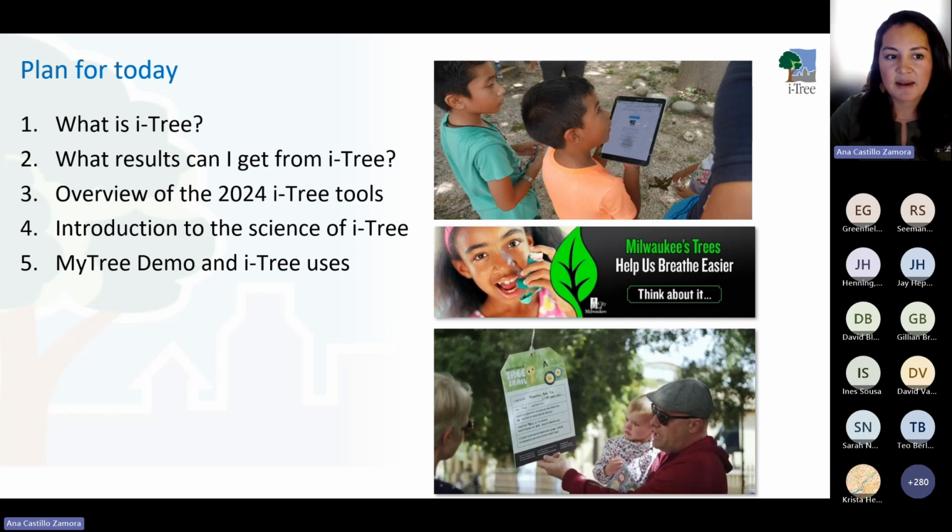And then we're going to have a MyTree demo, which is our easiest to use tool in the iTree toolbox. And we're going to talk about some examples of folks who've used iTree in their communities that will hopefully get you started thinking about how you might use iTree in your community.